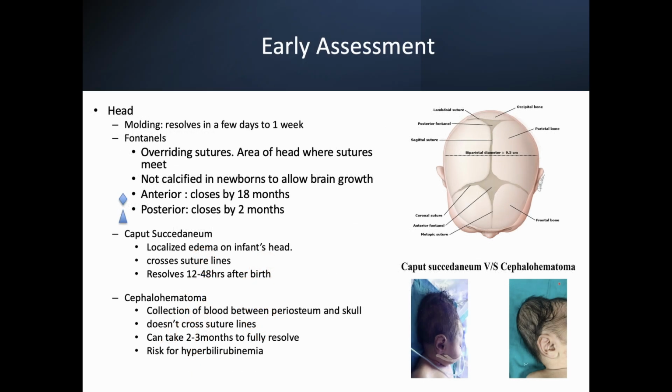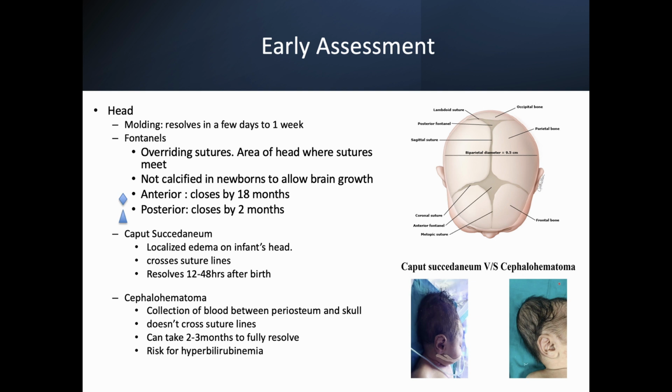Our early assessment of the baby's head, right? So molding is normal, right? That's where the baby's head is, the cone head, right? When they're born with vaginal delivery, they look like little cone heads. That's normal, right? Their sutures are sort of meant to kind of go over each other to fit through. So molding is going to resolve itself usually in a few days. We could say up to a week if they were really, really cone heads.